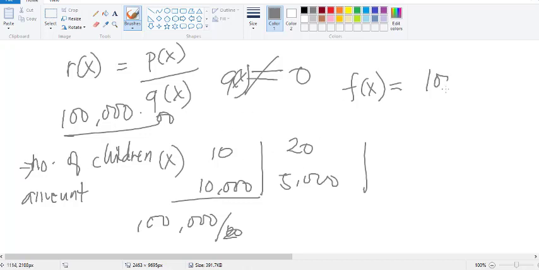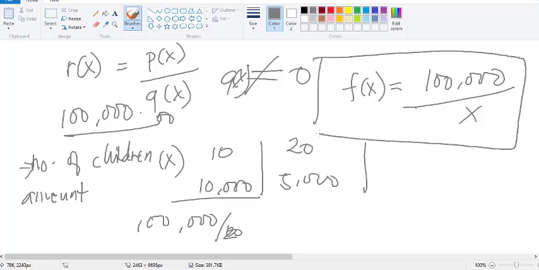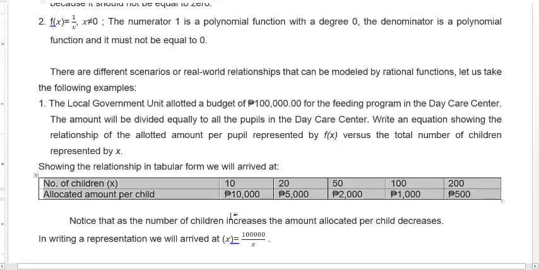Okay, so you have 100,000 divided by whatever is the number of the children. Kaya ito yung sagot dyan sa function na yan. There you go, this one. That is the function that represents this situation.